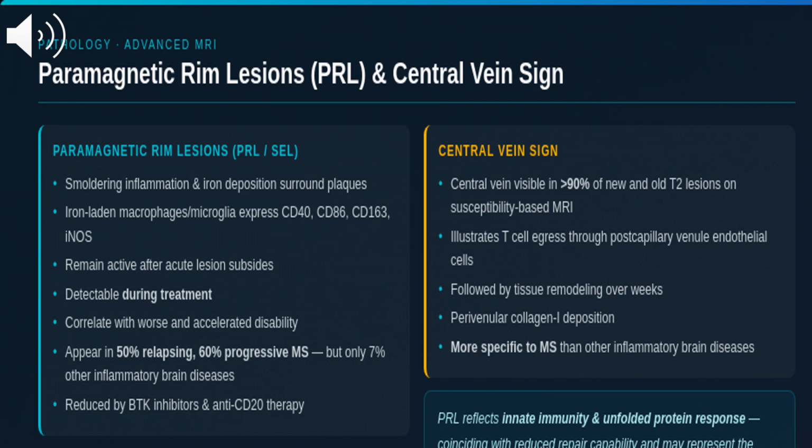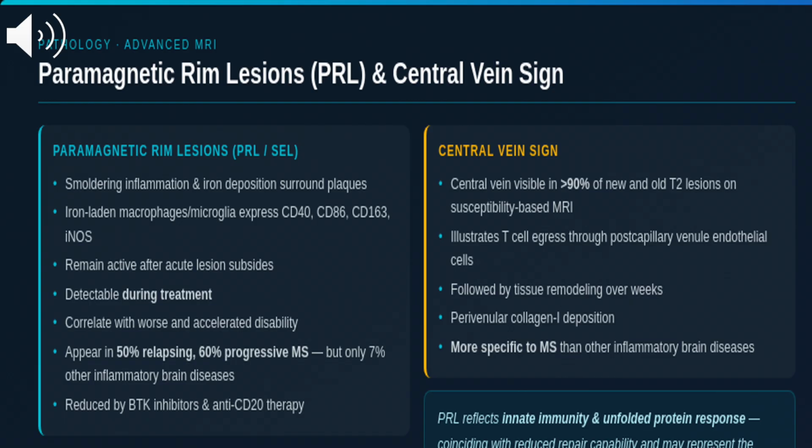This rim persists after the acute inflammatory phase has resolved, reflecting the ongoing smoldering inflammation that we now understand as a primary driver of progressive disability. These rim-containing macrophages and microglia are a fascinating mixed phenotype. They express co-stimulatory markers CD40 and CD86, indicating activation, but also immunosuppressive molecules CD163 and INOS. They remain active for years, slowly expanding the lesion and causing progressive axonal loss.